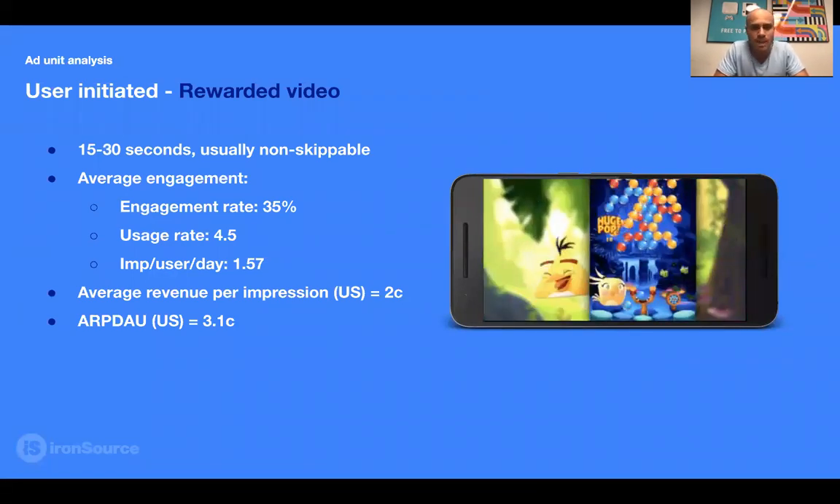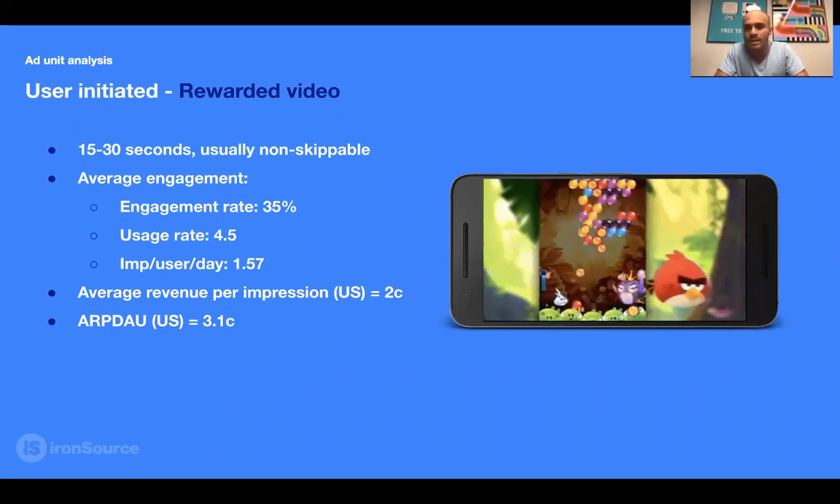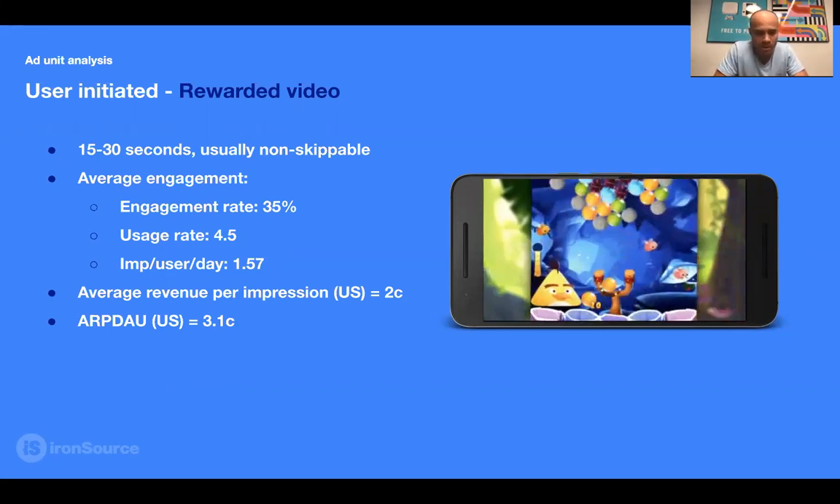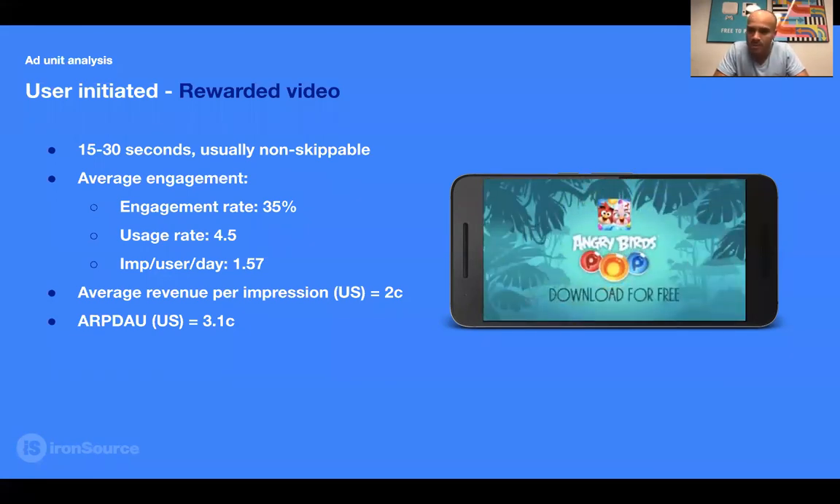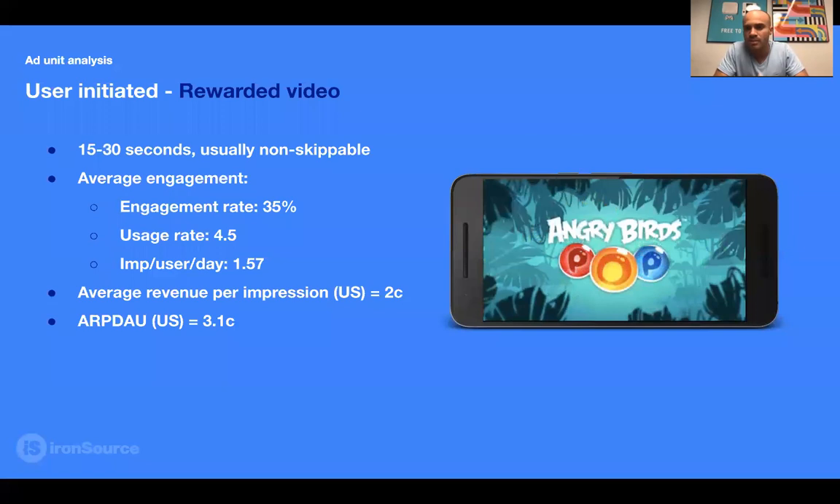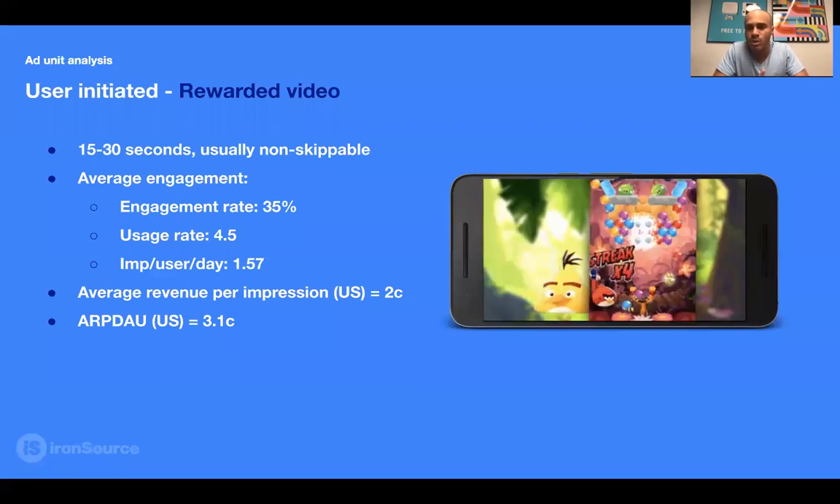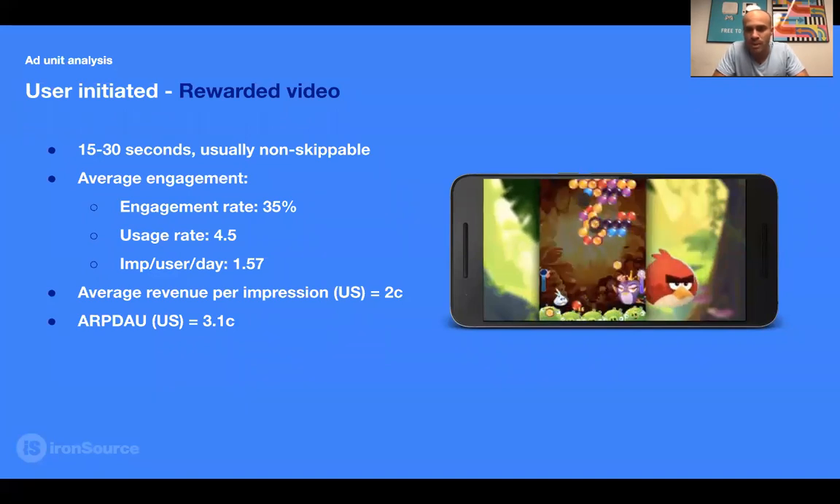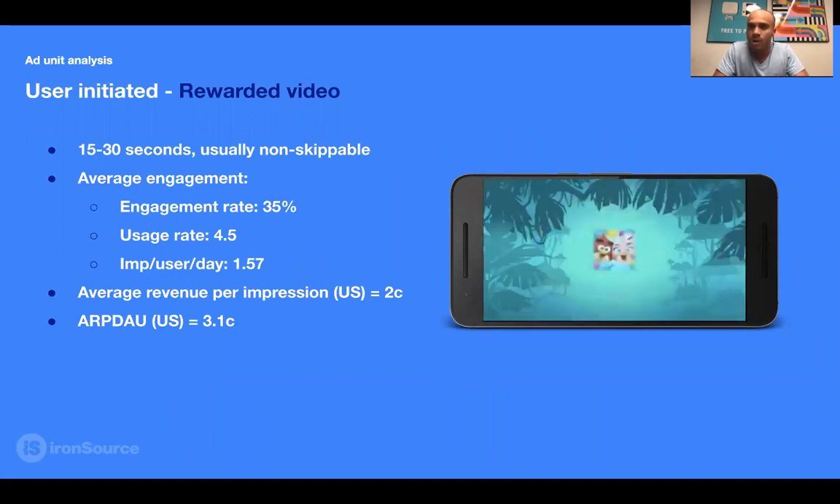The average KPI that we see, and this is how you should monitor how well you implemented rewarded video in your game, is that on average the engagement rate should be 35%. Usage rate, engagement rate, by the way, is what share of users are watching at least one rewarded video a day. 35% engagement rate means that 35% of your users are watching at least one rewarded video every day.